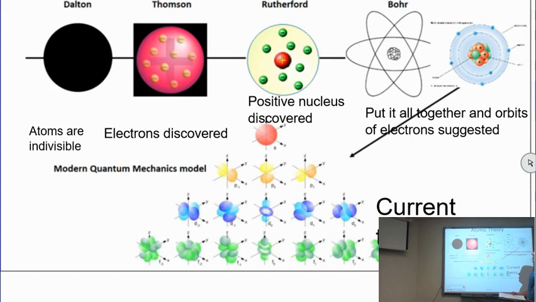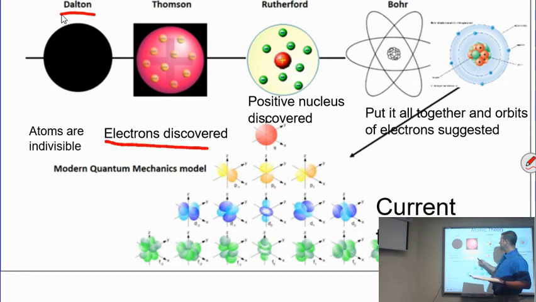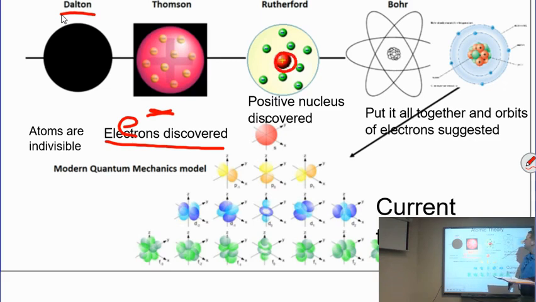A long time ago, the history was atoms are simply indivisible. Atoms were the smallest thing out there, and that's what Dalton said. Then Thomson came along, and he figured out that electrons are there. Electrons have a negative charge. We usually symbolize them with an e negative. Rutherford came along, and he noticed that the center of these atoms had a positive nucleus. And so the idea of protons started to come along.